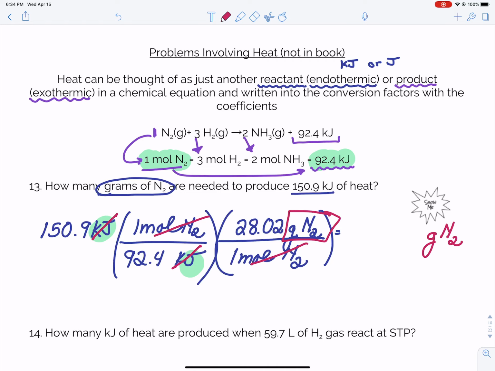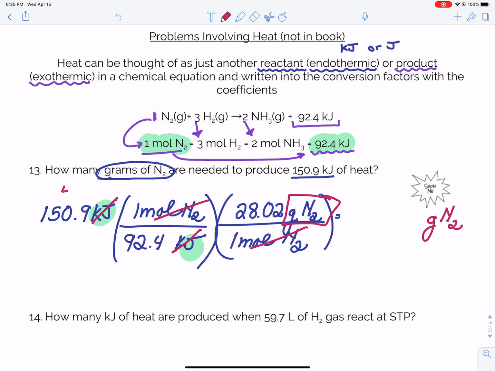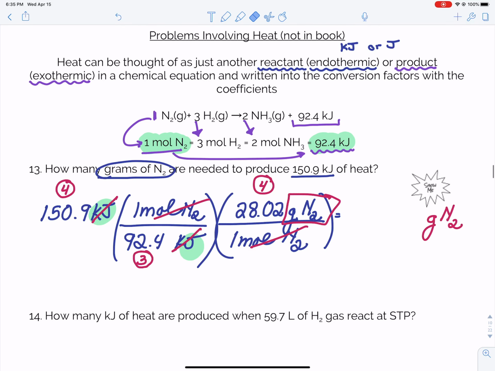And I plug this into my calculator, multiply 150.9 times 1 divided by 92.4 times 28.02 divided by 1. And then I check for significant figures. This number has 4, but my 92.4 only has 3. And that does count because that had to be measured. The way that we would measure that is through a process called calorimetry. We'll do that in AP Chemistry. So my answer is to 3 significant figures. Ooh, that's wrong. 45.8.